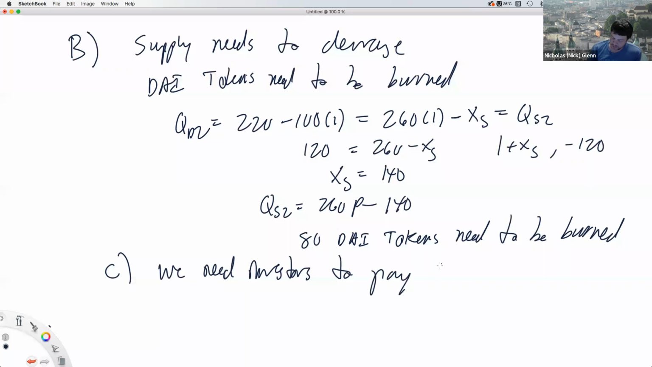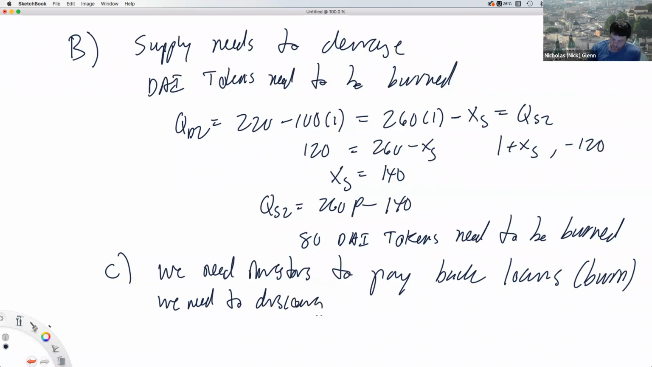To pay back loans. When they pay back the loans, that'll burn them because they'll be taken from the money supply. And we also need to discourage new loans. That is, people providing this Ethereum, creating this collateralized debt position, and they can take out a loan for DAI tokens. When they take out this loan, that's when they're created or minted. We don't want new ones to be minted, and we want people to hurry back and pay back their loans. All right, so they can burn them and take them out.